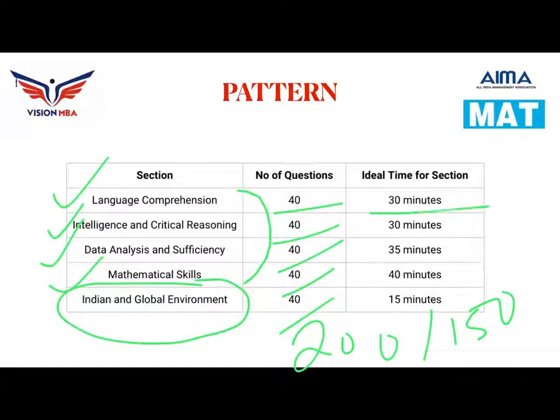So that means 30 minutes for language comprehension, 30 minutes for verbal reasoning, 35 minutes for data analysis and sufficiency, and 40 minutes for mathematical skills. But if you are good at verbal, trust me, these 30 minutes are also not required. In 20 minutes you can attempt those questions, and so forth for the other sections. So guys, you get 150 minutes and the number of questions is 200. So that's the pattern, guys.